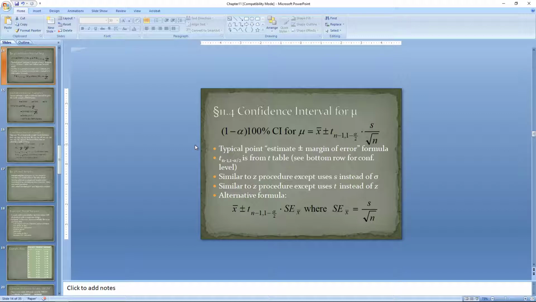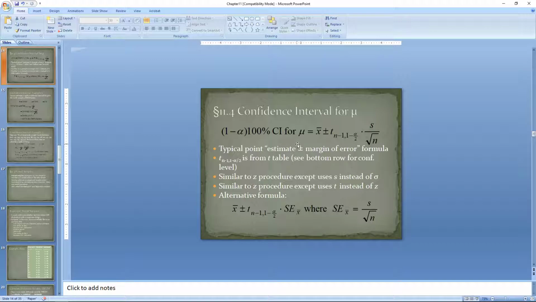Just like we did confidence intervals in the last chapter, we would do basically the same thing when we are doing confidence intervals for mu and x bar with our t-tests. So we have a typical point estimate plus or minus the margin of error. This is the formula we use.